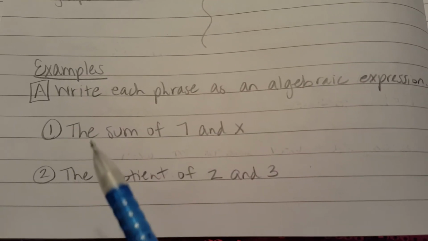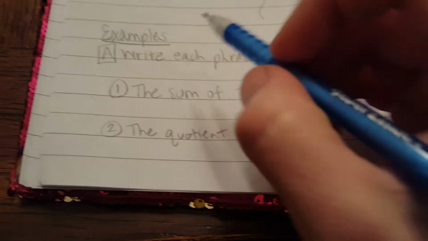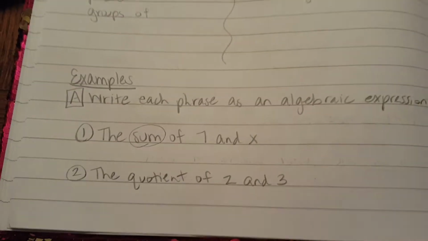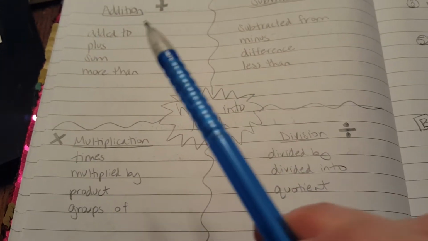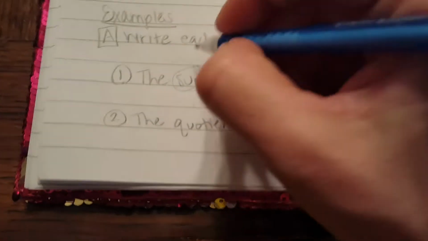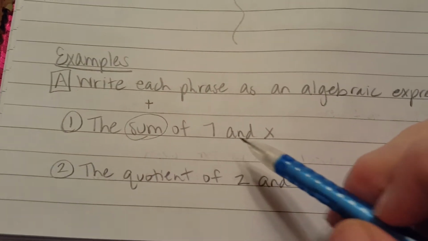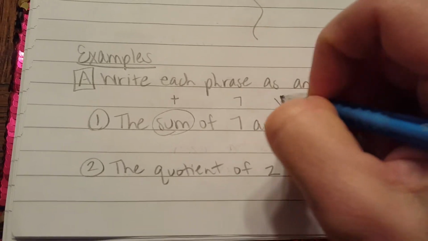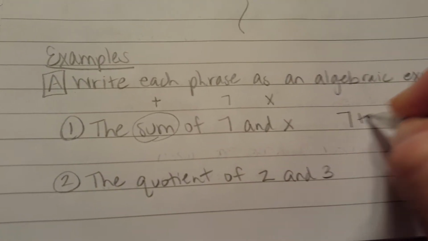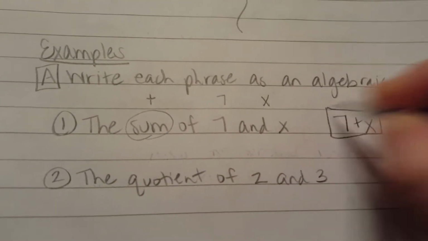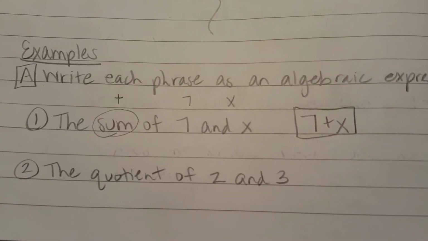So the first one says, the sum of 7 and x. So if I don't know what the word sum means, I can look up here in my chart and I find that sum is right over here, which means addition. So the way that I do this is I always kind of translate it above it. I know sum means addition, and I'm adding 7 and x. So those are the 3 things that I need. So to translate this, I would write 7 plus x. I could also write x plus 7 because those mean the exact same thing because it's addition.